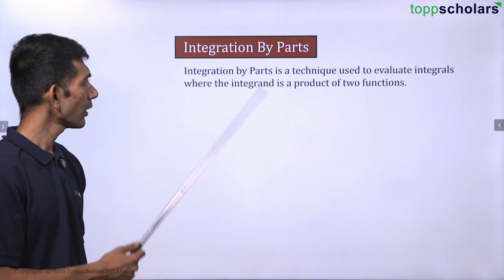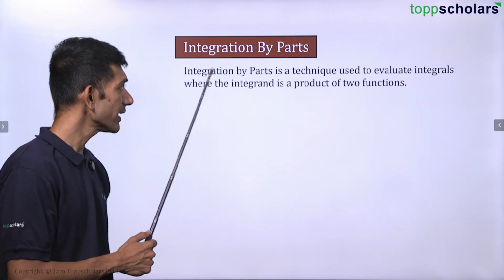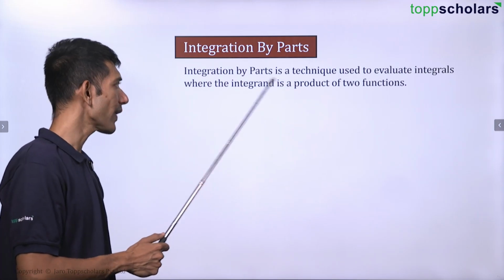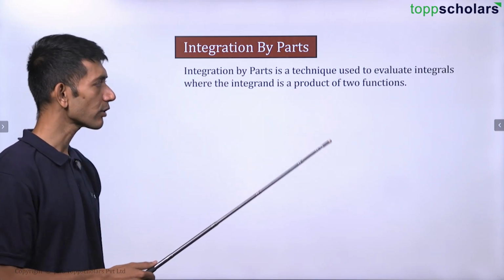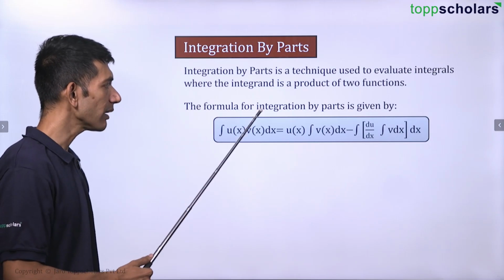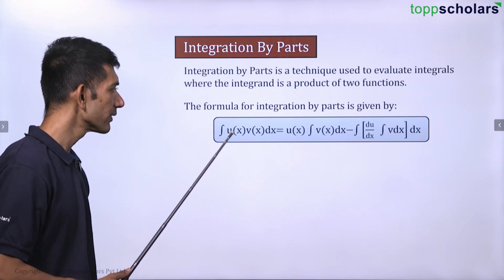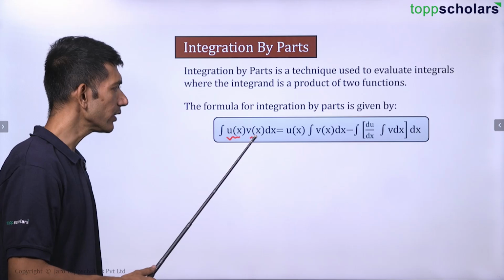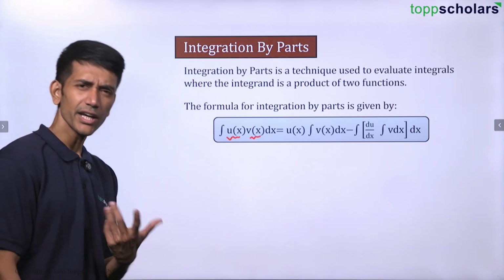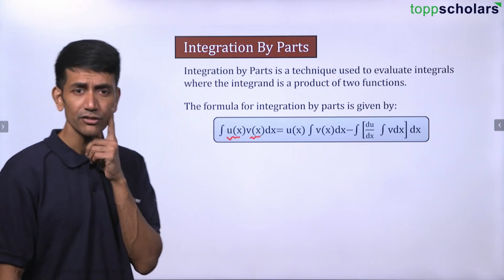Let's continue. Now let's talk about integration by parts. Integration by parts is a technique used to evaluate integrals where the integrand is a product of two functions. The formula for integration by parts is given by integration of u into v dx. That is, here also you can talk about the product, that is the UV rule.